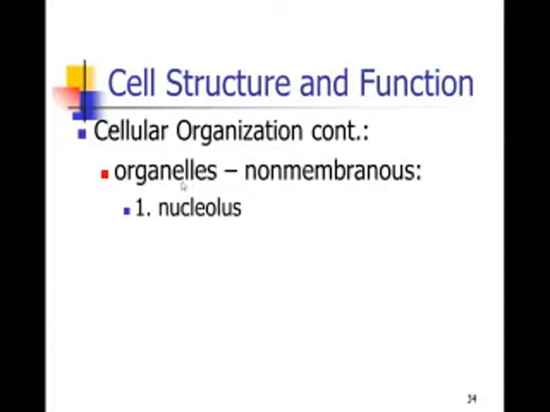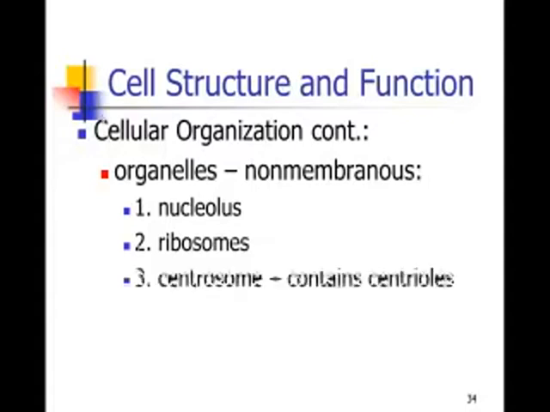Then we have non-membranous organelles, and one of them is the nucleolus. We mentioned the nucleolus already. Nucleolus is an area within the nucleus, and it's where ribosomal RNA is formed. We have the ribosomes. Ribosomes are the workers in the factory. Again, all these are organelles that do not have membranes around them. So we'll see more about ribosomes in that supplemental lecture.